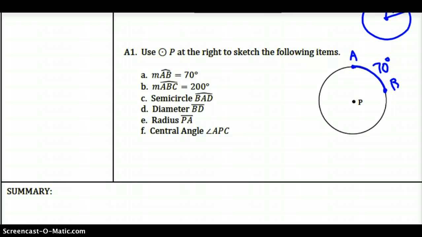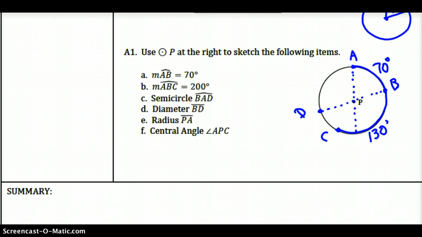Now they want us to go ABC is 200, so I'm going to go across here. There's half our circle, and I need a little more here for my C. So this part from here to here is going to be 130 because the 170 plus 130 have to add up to 200 here. Semicircle BAD. So since B is part of it here, I have to do a diameter here. And here's where D has to go. And again, this part here has to be 180 degrees, so this has to be 110 degrees.